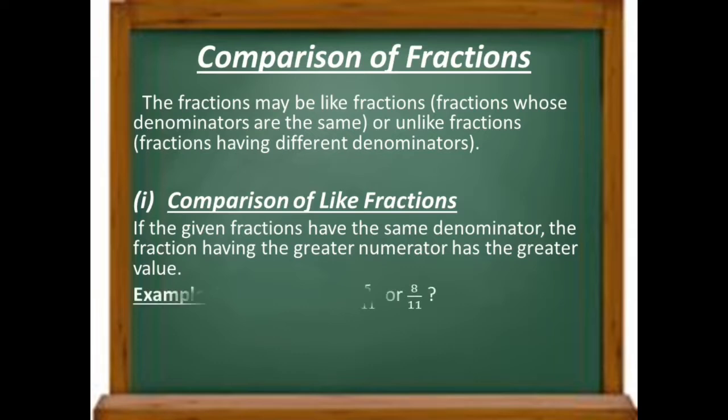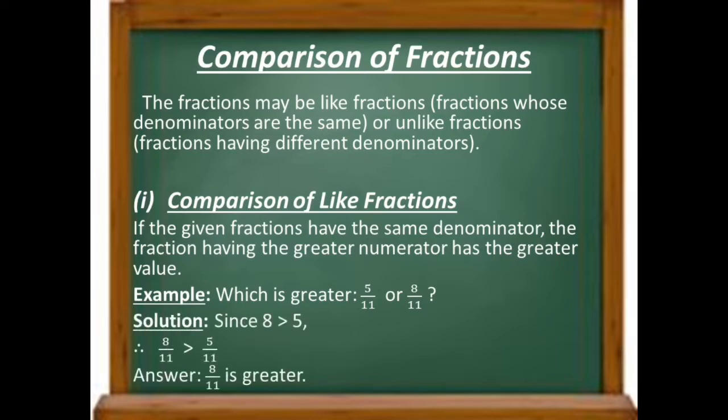For example, students, they are asking in the example which is greater, 5 by 11 or 8 by 11. Here we will see the numerators, and numerators are 5 and 8, and out of 5 and 8, 8 is greater than 5. So that means 8 by 11 is greater than 5 by 11. So the answer is 8 by 11 is greater. Hopefully it is clear to you.